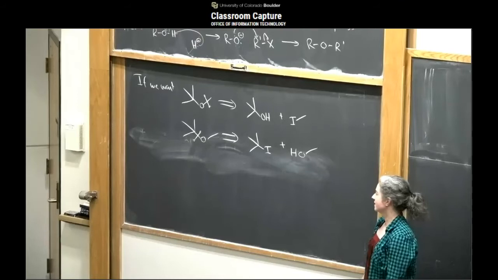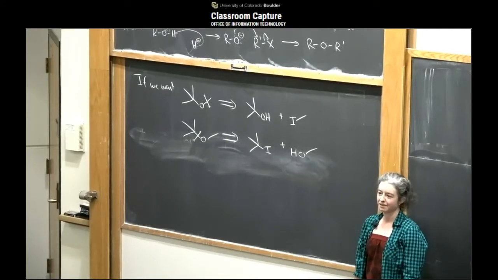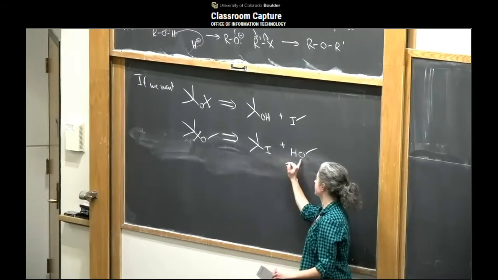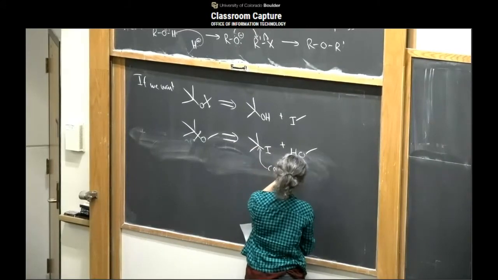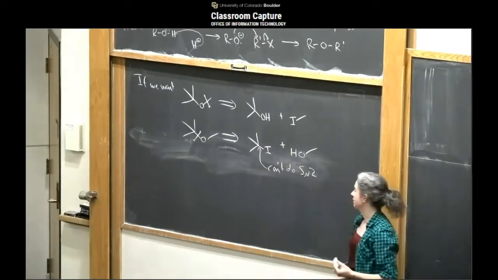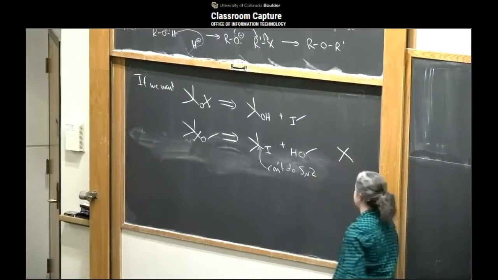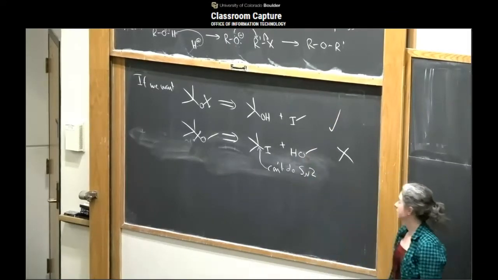Which one of these is asking you to do SN2 on something that's not really SN2 capable? Yep, the bottom one. So if we tried doing Williamson here, that's not going to work. We're trying to do SN2 on a tertiary alkyl halide. So that option is not viable for Williamson. But this top one looks like it would work great.